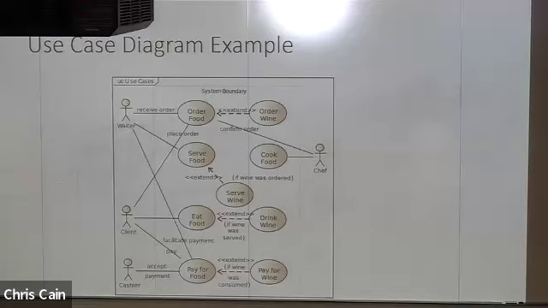Anyone have any questions about this diagram? Who the actors are, what they can do, how this describes a system? So this is a use case diagram. It's really only describing who the actors are and how they interface with the system.